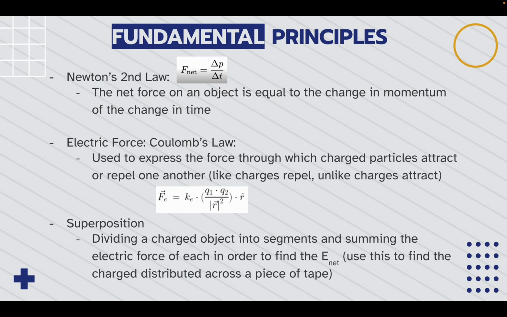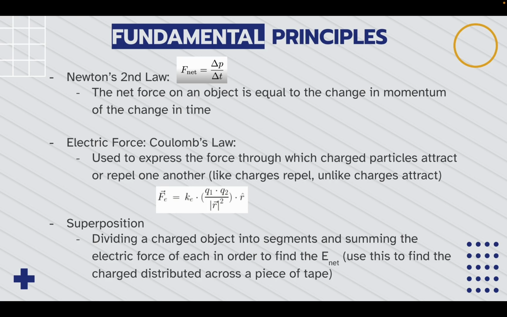Some of the fundamental principles used in this lab include Newton's second law. Newton's second law states that the net force on an object is equal to the change in momentum over the change in time. From this law, we are also able to derive the updated velocity formula. The second key concept uses the electric force through Coulomb's law. This is used to express the force through which charged particles attract or repel one another, such as like charges repel and unlike charges attract.